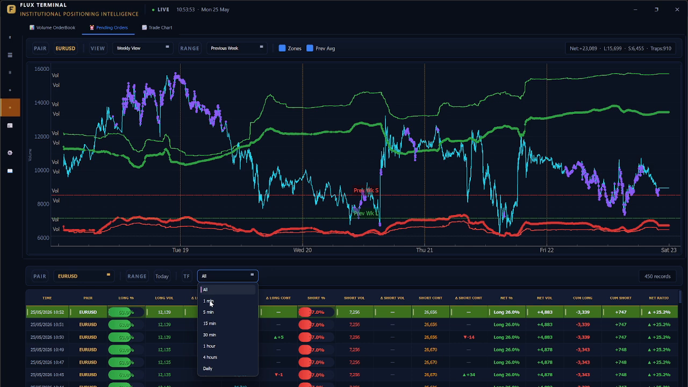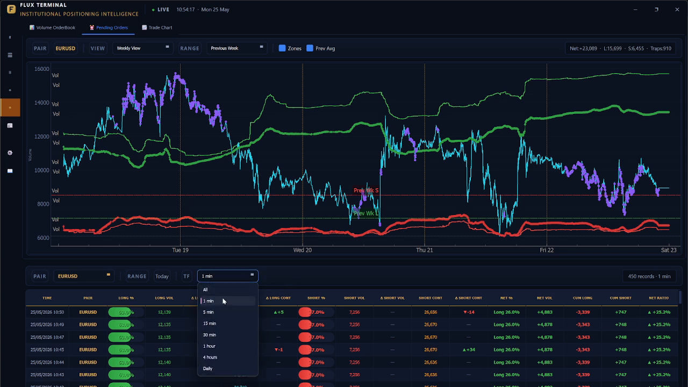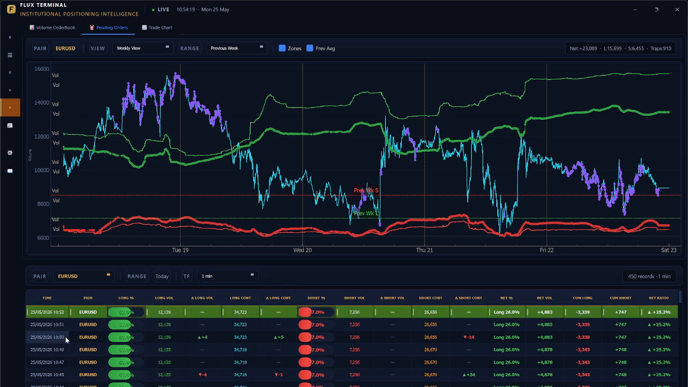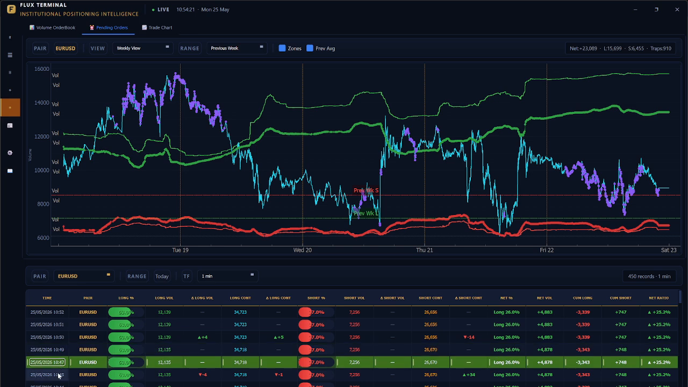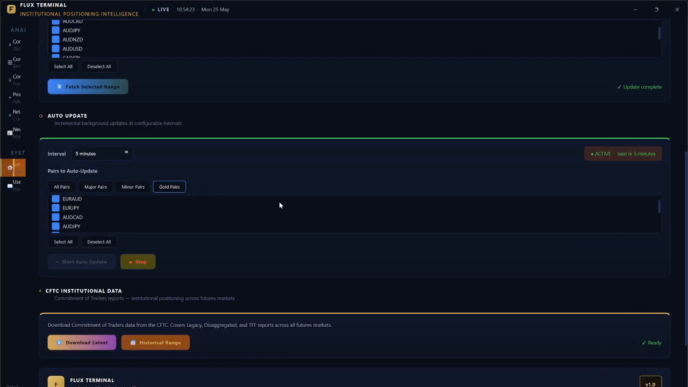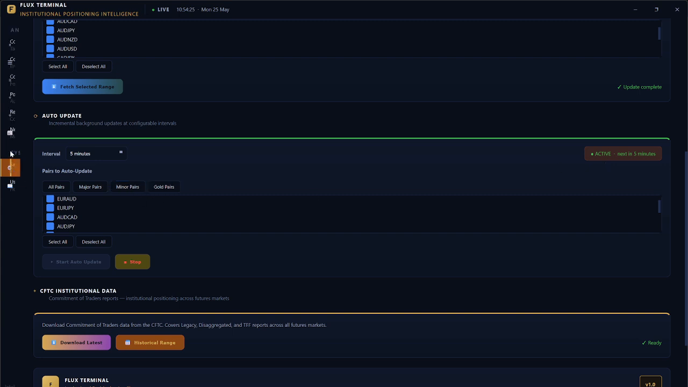So it's just updating. This is all connected to my server, so when the data is fetched from the server, you don't have to have the terminal running all the time, just waiting for the data to be uploaded. Yes, you can select 1 minute in here. Basically, you can see every single minute, although I'm running on 5 minutes.